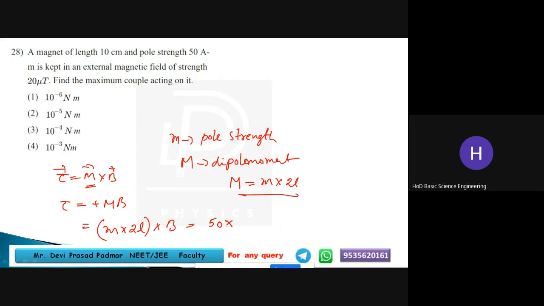50 into 10 centimeter, 10 power minus 1, you can write 10 centimeter as L, 2L. 2L itself is equal to 10 centimeter, don't consider this as L, okay. 0.1 meter into magnetic field. What is the value? 20 into 10 power minus 6. If you simplify, 10 power minus 4, you'll get Newton meter.